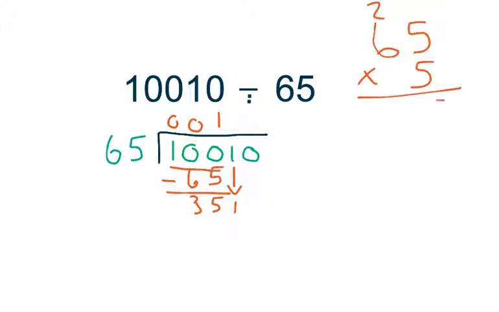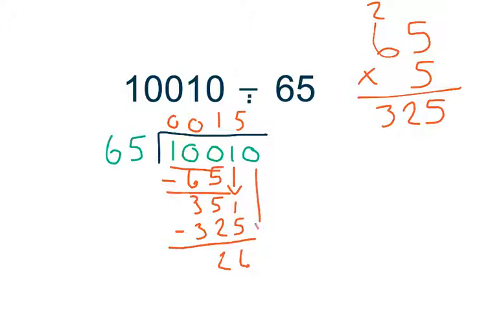5 times 5 is 25. 5 times 6 is 30. 30 plus 2 is 32. 325. If I did another 65, it would be too big. So that is correct. 65 fits into 351 5 times. And 5 multiplied by 65 is 325. I'm going to subtract them. That leaves me with 26. And I will bring down the 0.